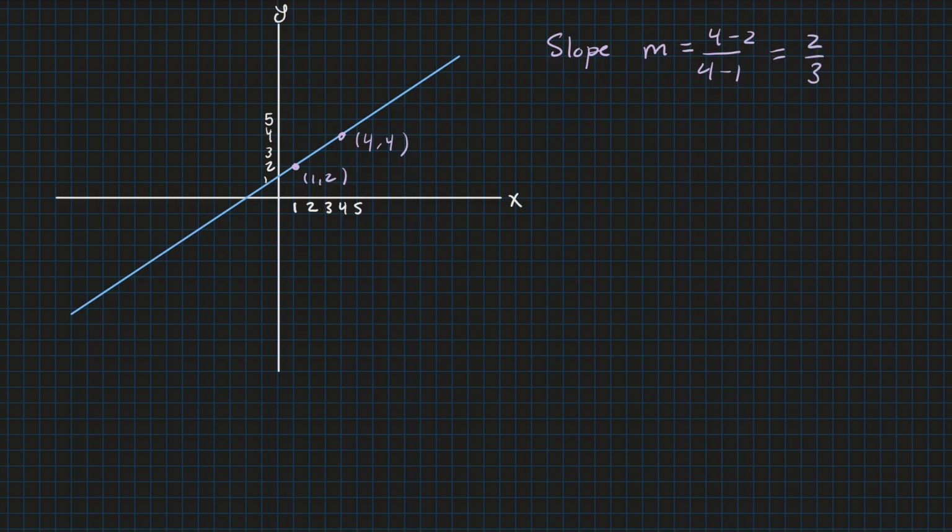You can also read it off if you remember. If you come across here, there's a 3. And you can go vertically, there is a 2. So the rise is 2, the run is 3. So in this case here, the slope is 2/3.